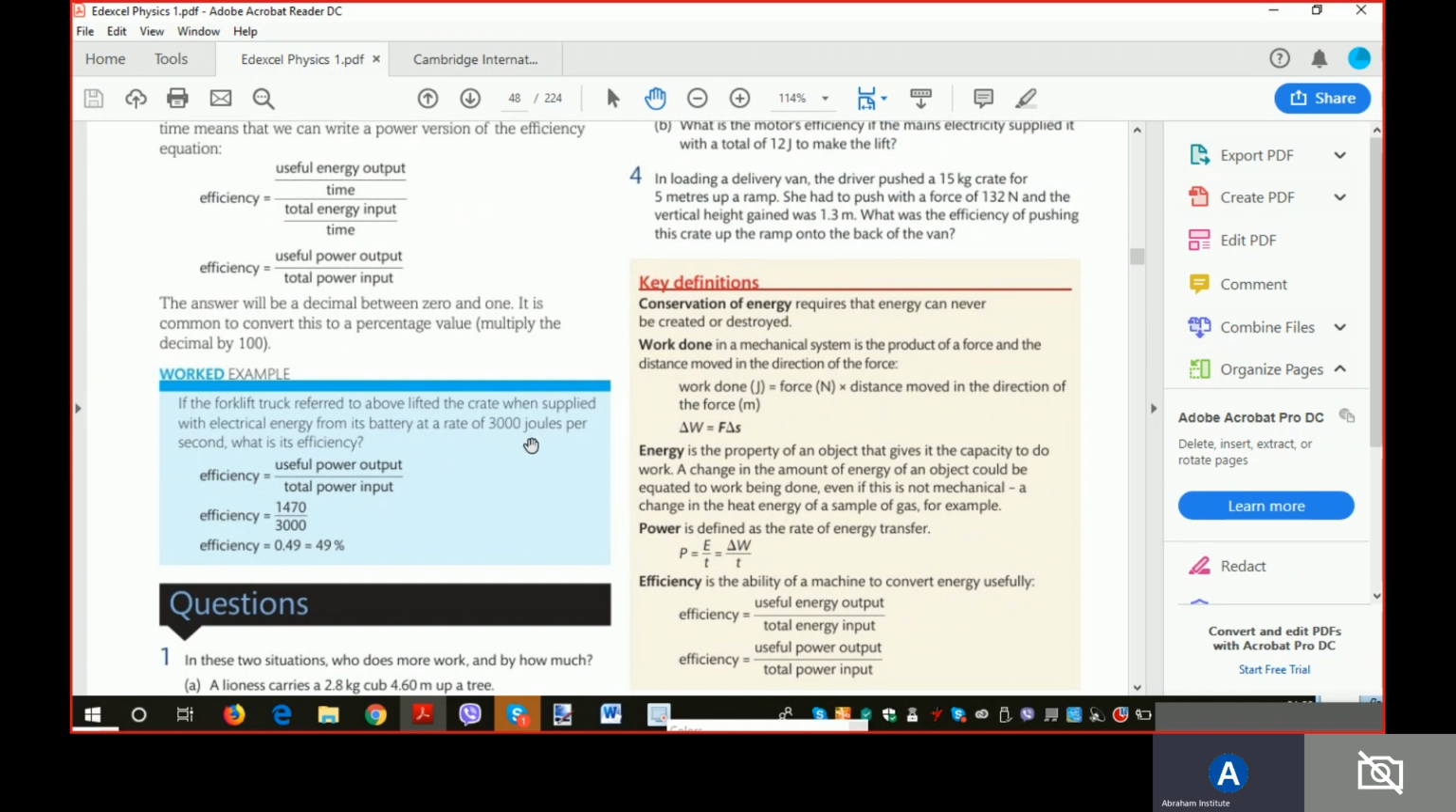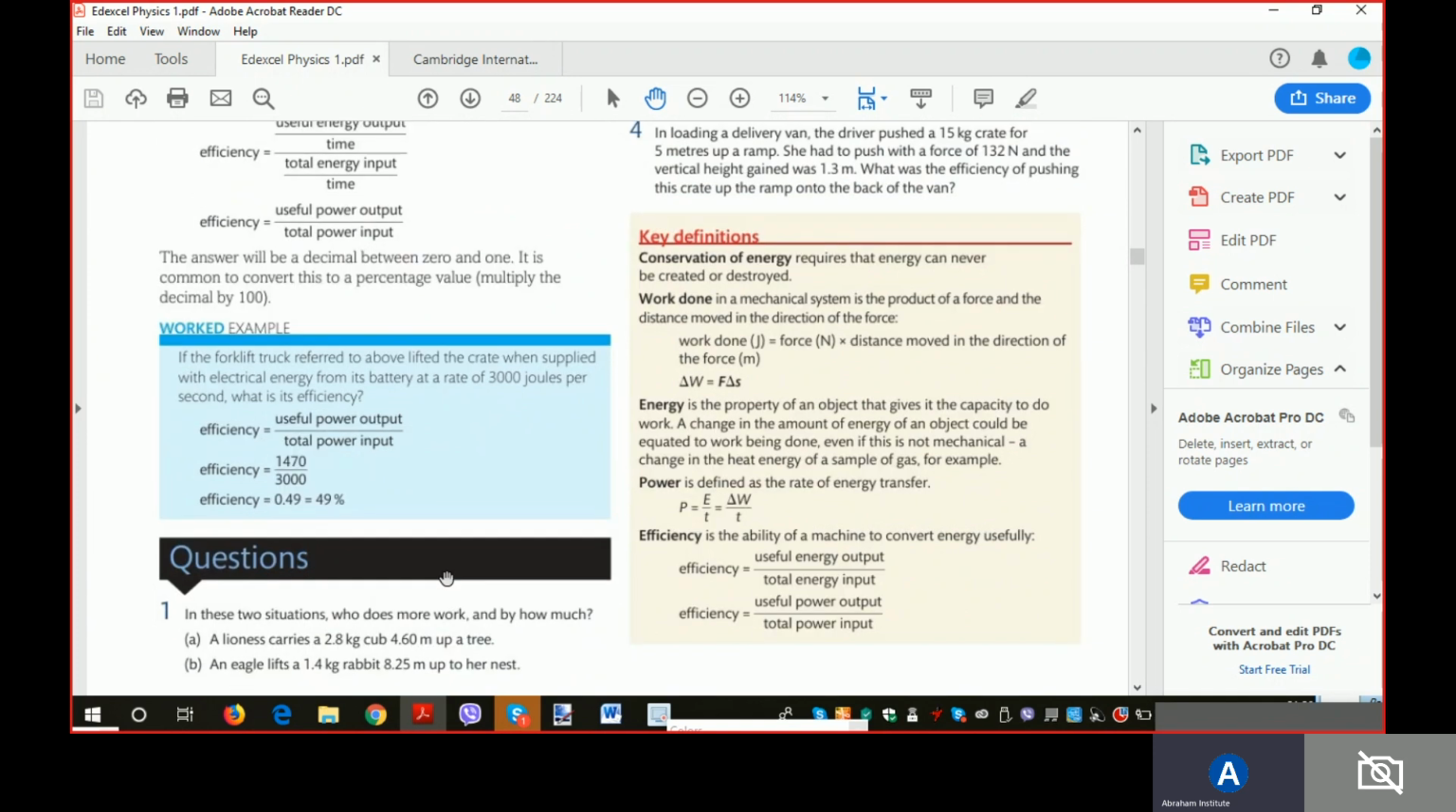3000 joules every second. So this joules per second is watt. 3000 joules per second is watt. Is that clear? And they write the efficiency as a percentage.